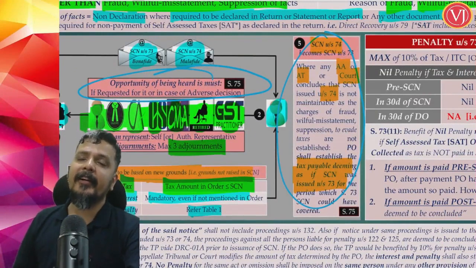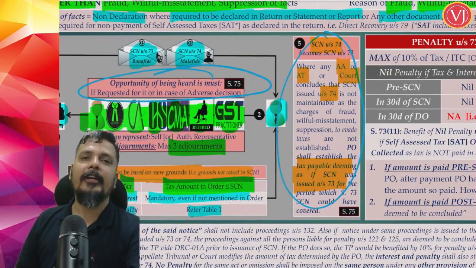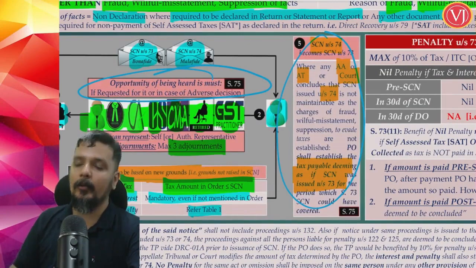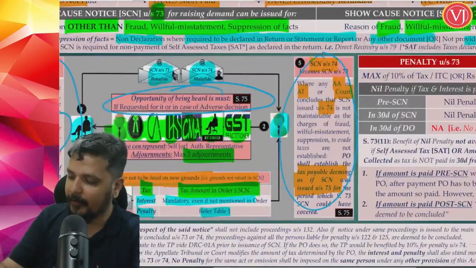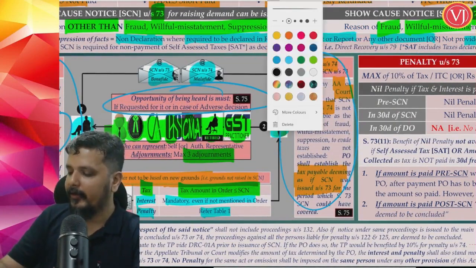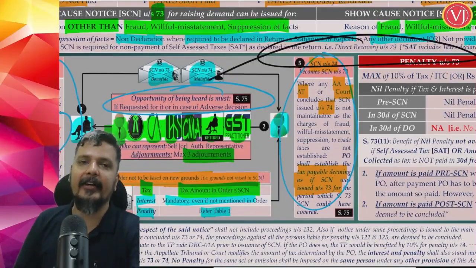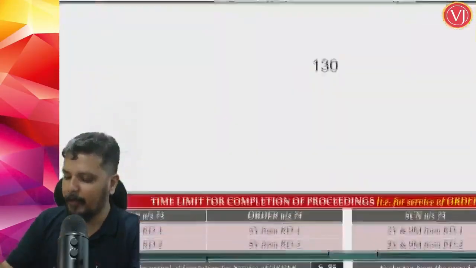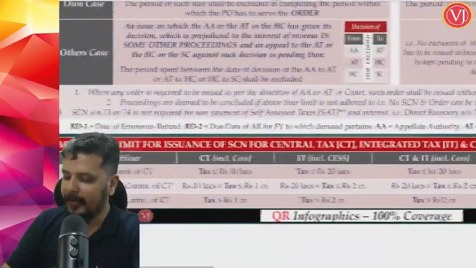Now, certain special points. There's no need of a show cause notice and no need of a demand in 2 special cases. This is given here. It's also given on the next page. There's no need of notice and order in 2 cases, which means there will be direct recovery under section 79. What are the 2 cases where you don't require any notice and order?